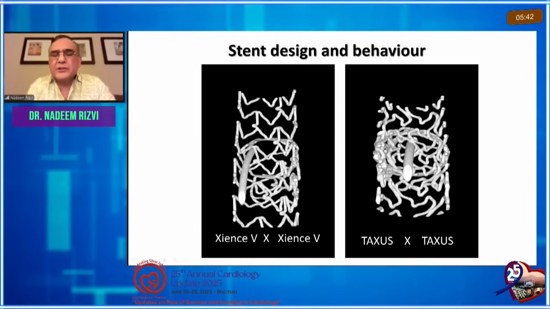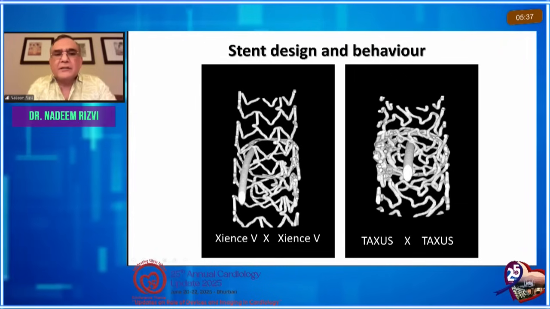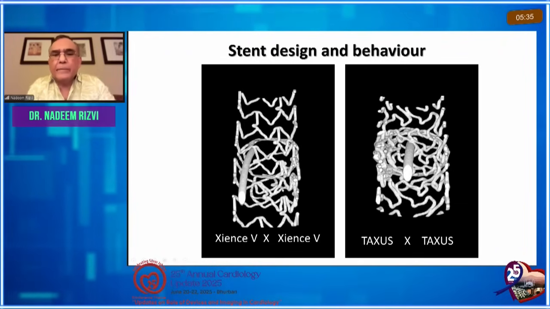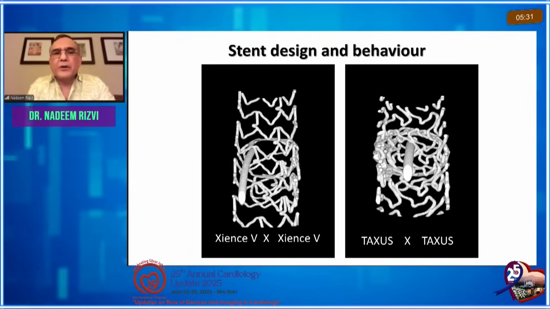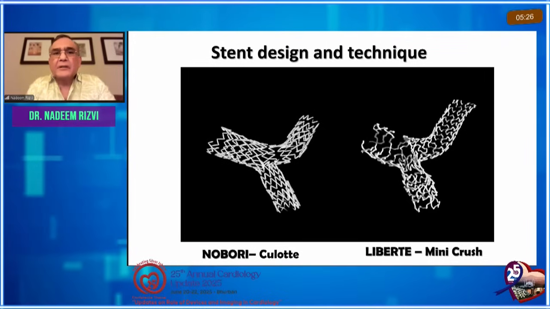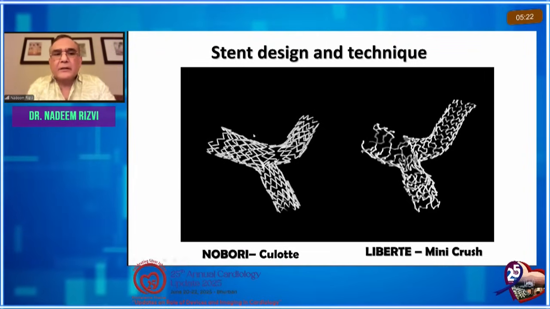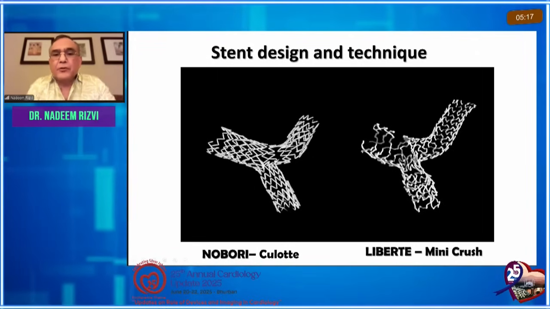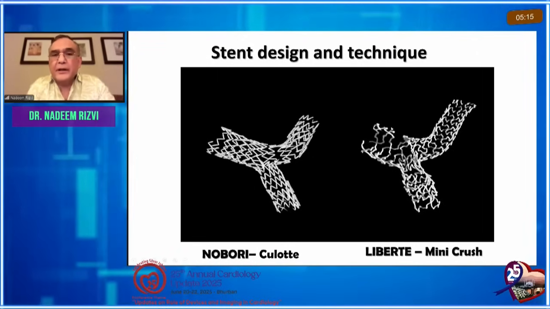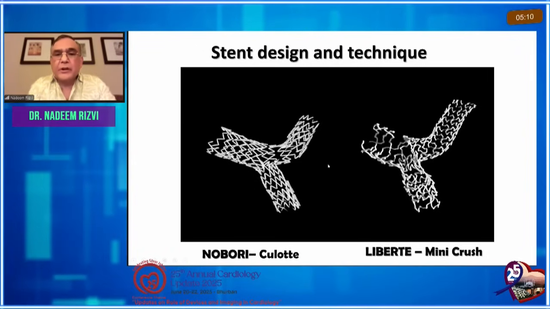Look at this Taxus versus Taxus. If you use two Taxus, look at the amount of metal. And if you use two Xience, the metal is so much less. Again, when combining stents, you need to be aware of what gives you the angiographic good result, and the IVUS now also is different. Again, stent designs are not all the same, and the technique. If you use culotte with Nobori, look at the stent, how it's covering. But if you had used a Liberté, look at the amount of disruption there is in a two stent strategy with a mini crush.